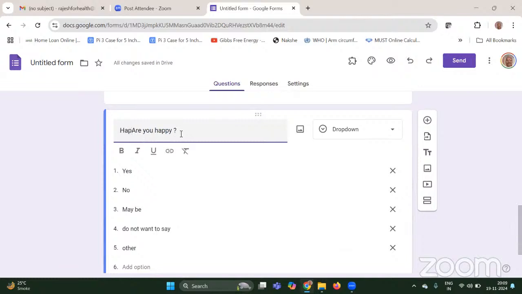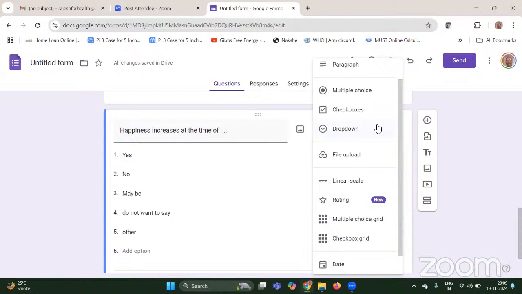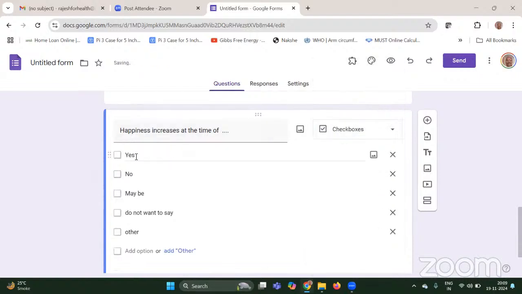Now it could be, happiness increases when, then, at the time of, you can write at the time of. Now here, because you need to know, you can have a multiple choice or you can have check boxes also, right? You can keep a check box, right?